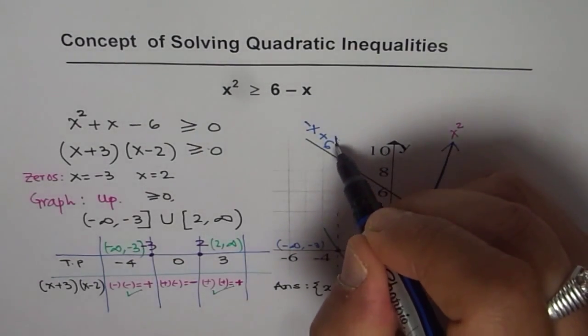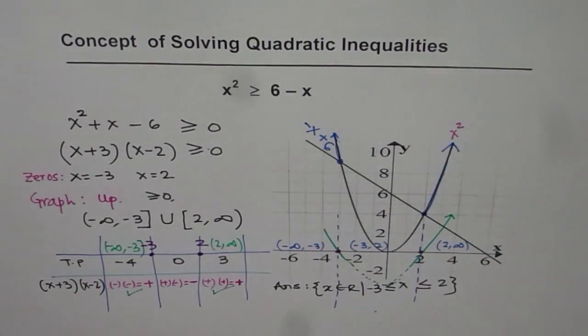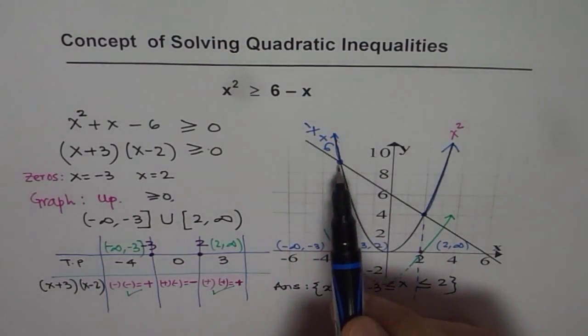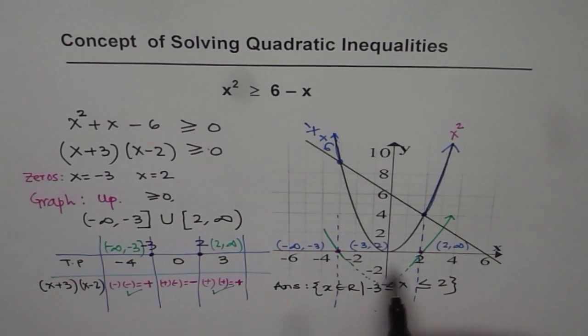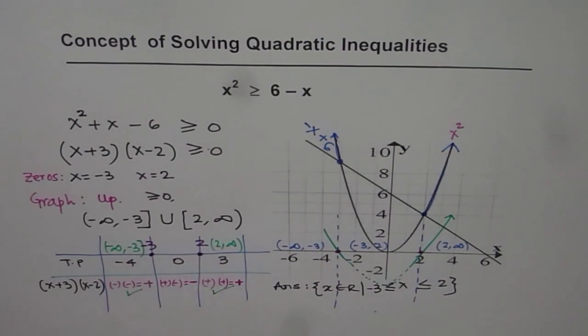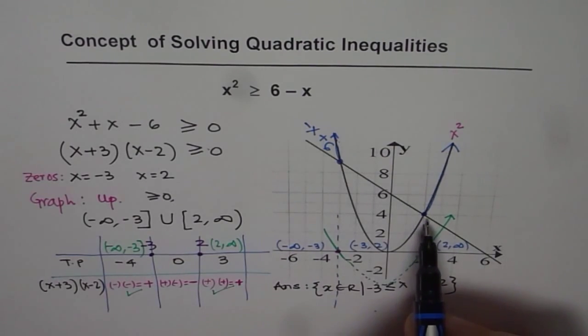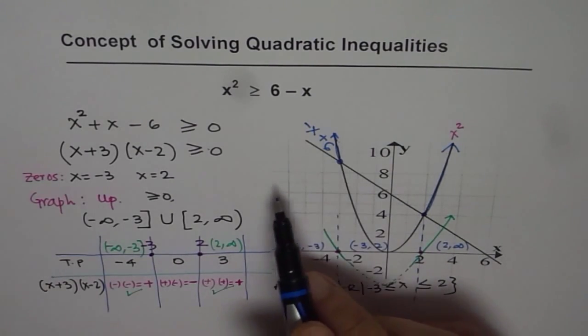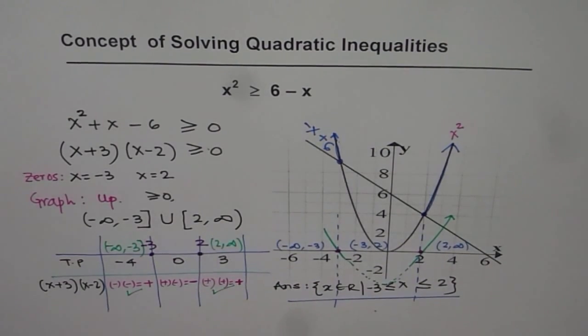Similarly, on the left side from minus infinity to this point, you see the parabola is rising much faster than the line, correct? So that becomes part of the solution. Points of intersection are the same, which are minus 3 and 2. So from the graph, we can read these 2 points. And since the inequality is greater than or equal to, we need to include these 2 points and extend towards infinity, minus on one side and plus to the other side, and we get the same solution.